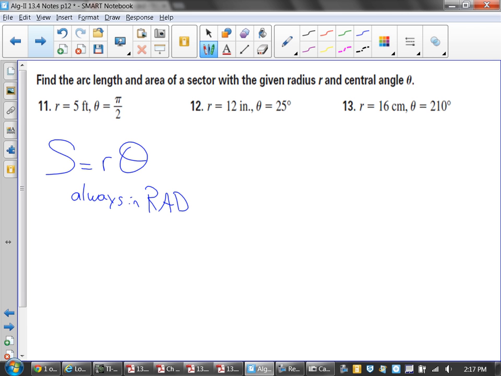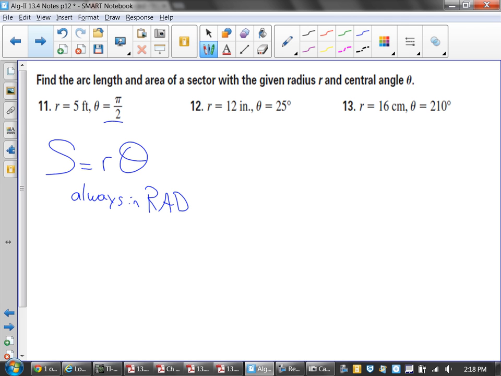If it was not in radians, if it was given to you in degrees, how do you convert degrees into radians again? Good. Multiply by pi and divide by 180. So obviously this first one's very simple. It's already in terms of radians. So in this case, if I wanted to figure out what the arc length would be, it's 5 pi over 2.